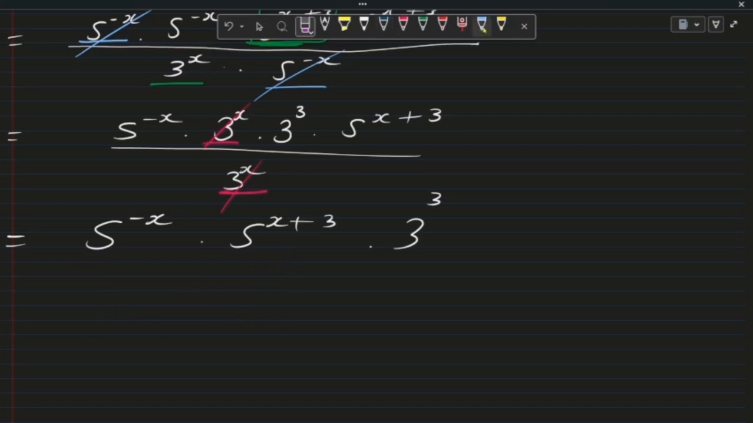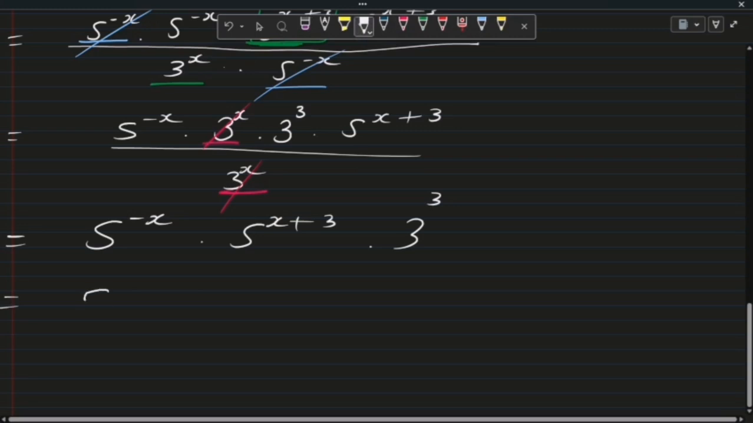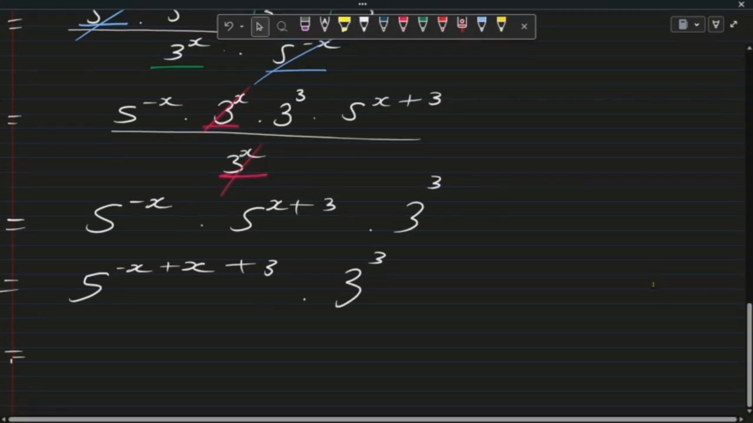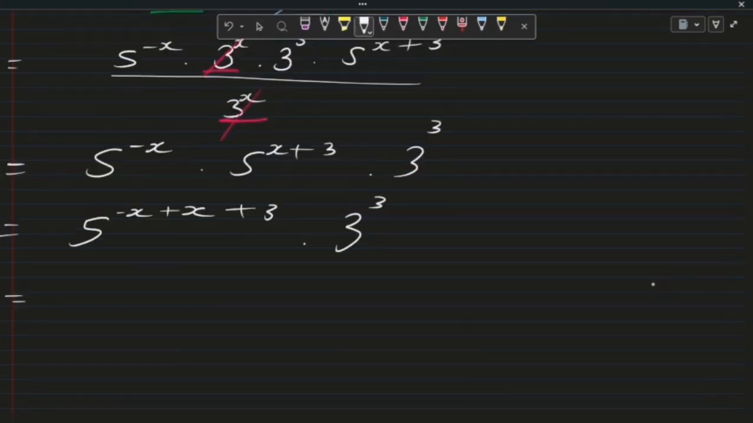Getting that done, we will take one base, which is 5, and then we will simply add the powers. So it's x plus 3 times 3 to the power of 3. And then what will happen is that we will simplify. So negative x plus x will give us 0. So we'll just be left with 5 to the power of 3 times 3 to the power of 3.